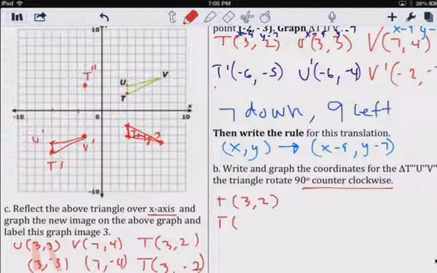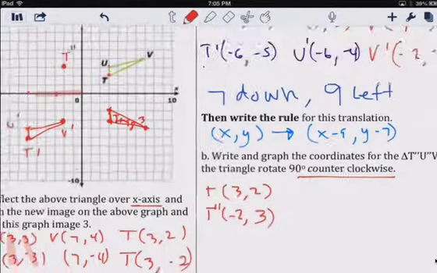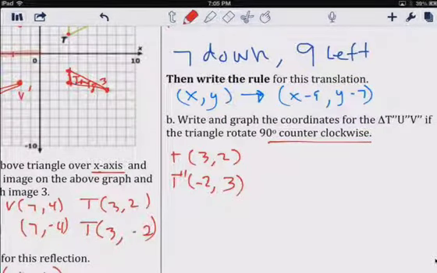T double prime becomes 2, 3, but the 2 is negative. So what's happening is your numbers switch. You start out with x, y, and that switches to y, x, and look, the negative is on the first number, right? So you put a negative right there on the y. As easy as that. That's your rule. Okay, that should help guide you for the rest of your coordinates.